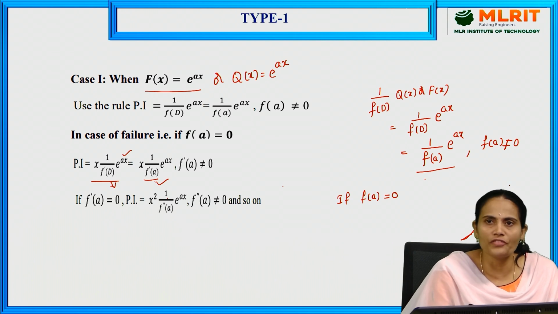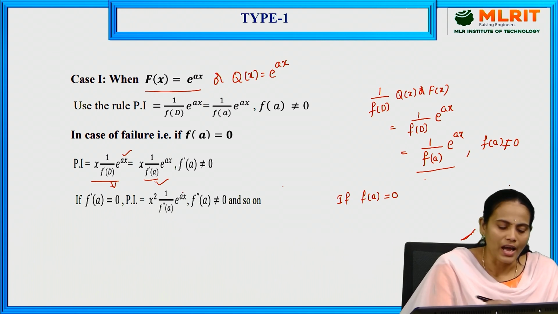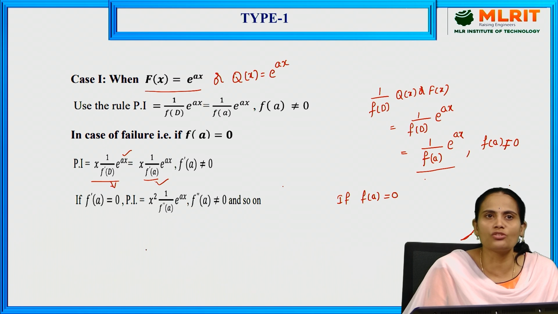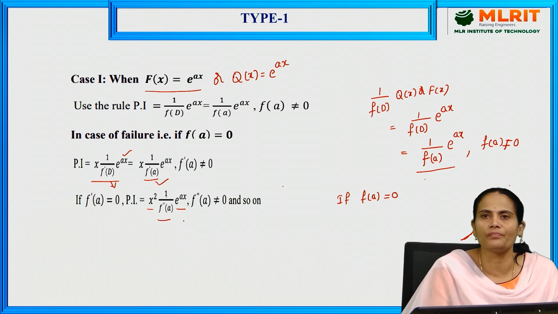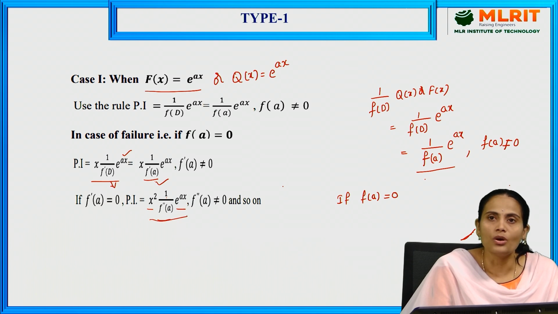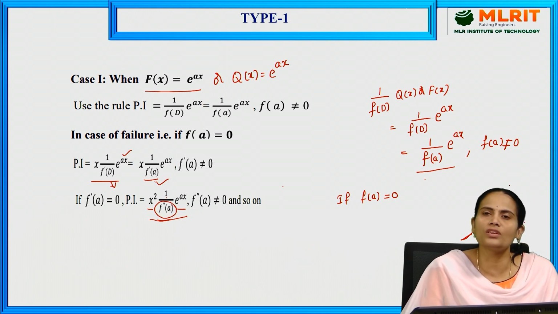Sometimes f dash of a is also equal to 0. Then again you have to differentiate, and again multiply with one more x. So by multiplying with x square, we get x square into 1 by f double dash of a into e power ax. This is the yp only when f double dash of a is not equal to 0. Continue this procedure, multiplying with x, until the denominator is not equal to 0. This is the way to find the particular integral when Q of x is equal to e power ax.